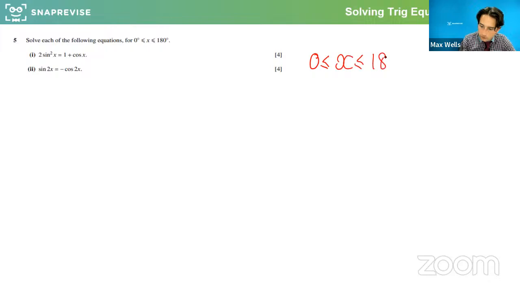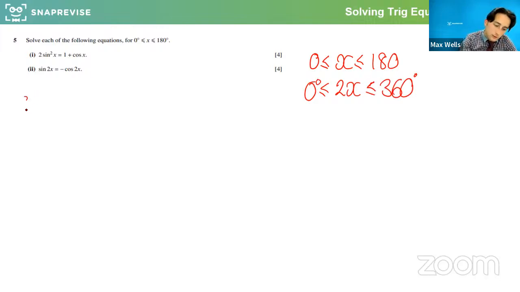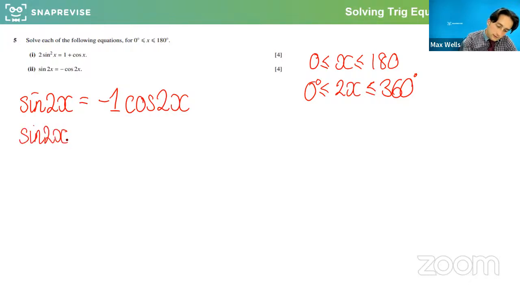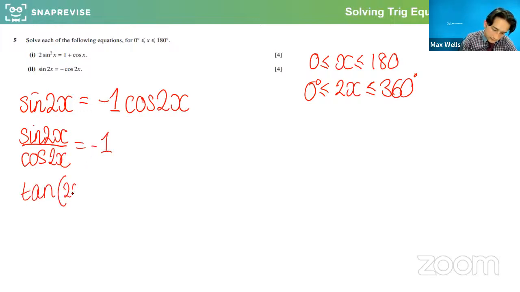So first of all, x is between that and that, so we need to search between 0 and 360. Now, if we know sine 2x is equal to minus cos 2x, I'm going to write it like that, then actually what we know is sine 2x over cos 2x is equal to minus 1. So tan of 2x equals minus 1.